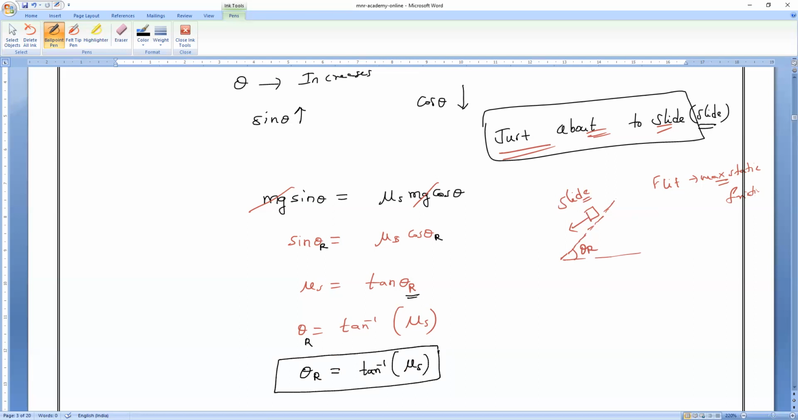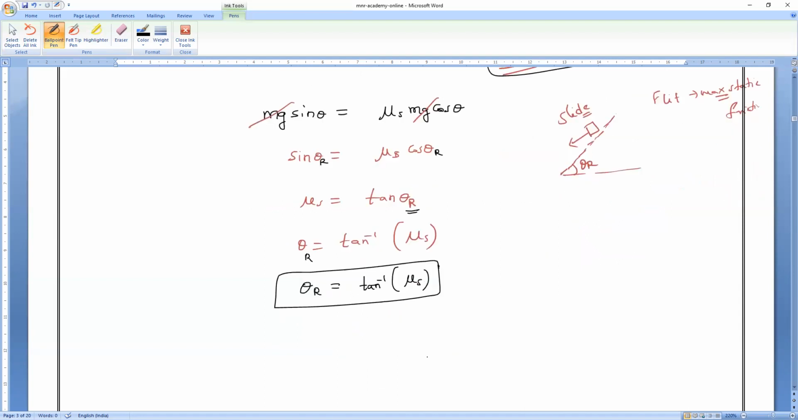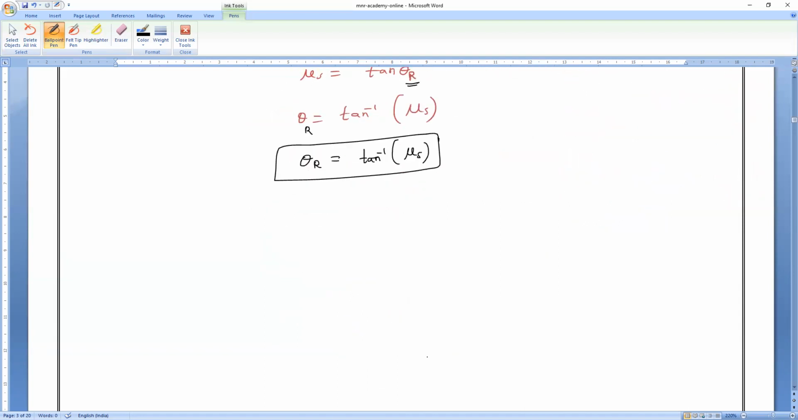What do you mean by angle of repose? It is just about to slide, but it is not actually sliding. It is ready to slide. That is what we call the angle of repose: the angle of the inclined surface at which the object is just about to slide. If the angle goes just above that, then the object will start sliding. That is what you have to remember.